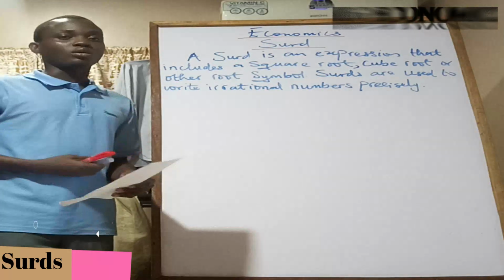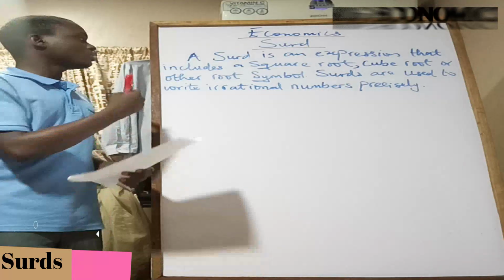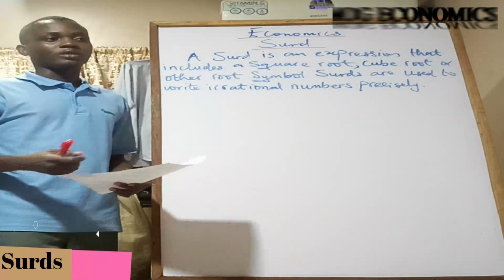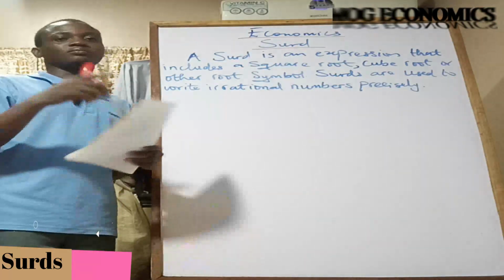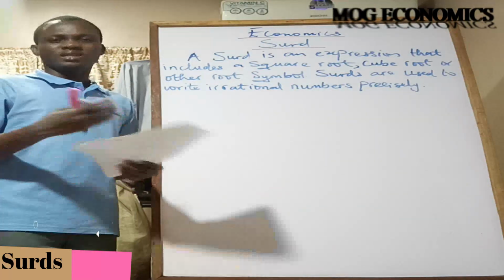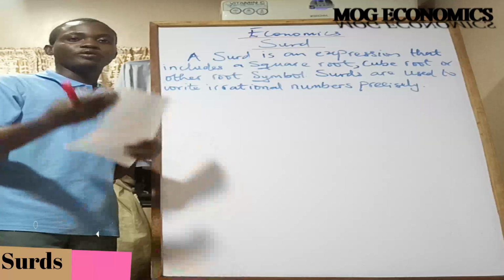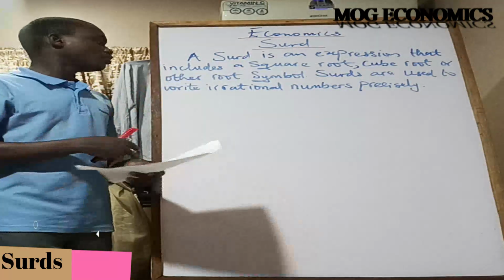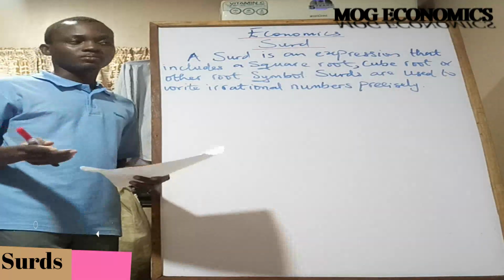So, what exactly is a surd? A surd is an expression that includes a square root, a cube root, or any other kind of root. So, when you see something like root 5, root 7, or 3 root 2, 4 root 8, and so on. Surds are used to write irrational numbers precisely.